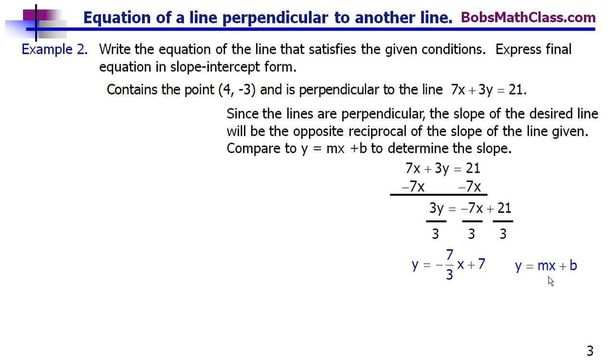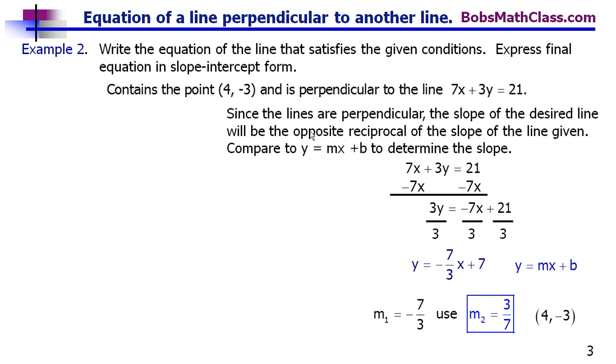So we're comparing that to y = mx + b. So our slope is -7/3. But no, we're not going to use -7/3. We're going to flip it and switch it. We do that whenever it says perpendicular. If it were to say parallel, then you would use the same number. We would not flip it and switch it. Only when it says perpendicular. So we're going to use 3/7.